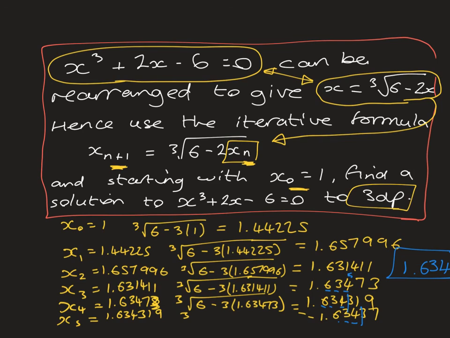So they will always say how many decimal places you want it correct to. Or they might just say work out x1 and work out x2. But hopefully that might have explained it a little bit differently and help you.